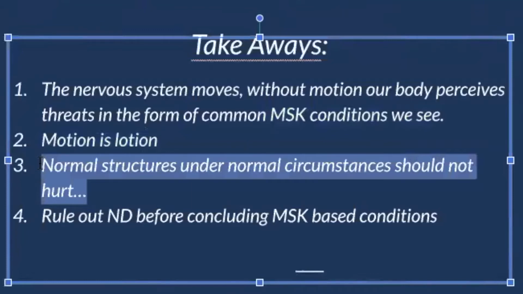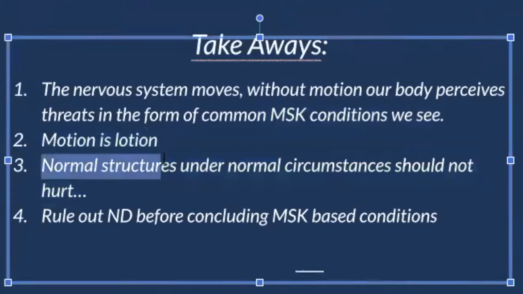Then you have abnormal structures or abnormal nerves. Let's just say an Achilles tendon. You have an abnormal Achilles tendon in normal situations, such as normal walking, and that hurts. Then maybe we have to address the abnormal structure, right? A lot of times structures become abnormal because of chronic ongoing issues. And so abnormal structures under abnormal circumstances typically will hurt.